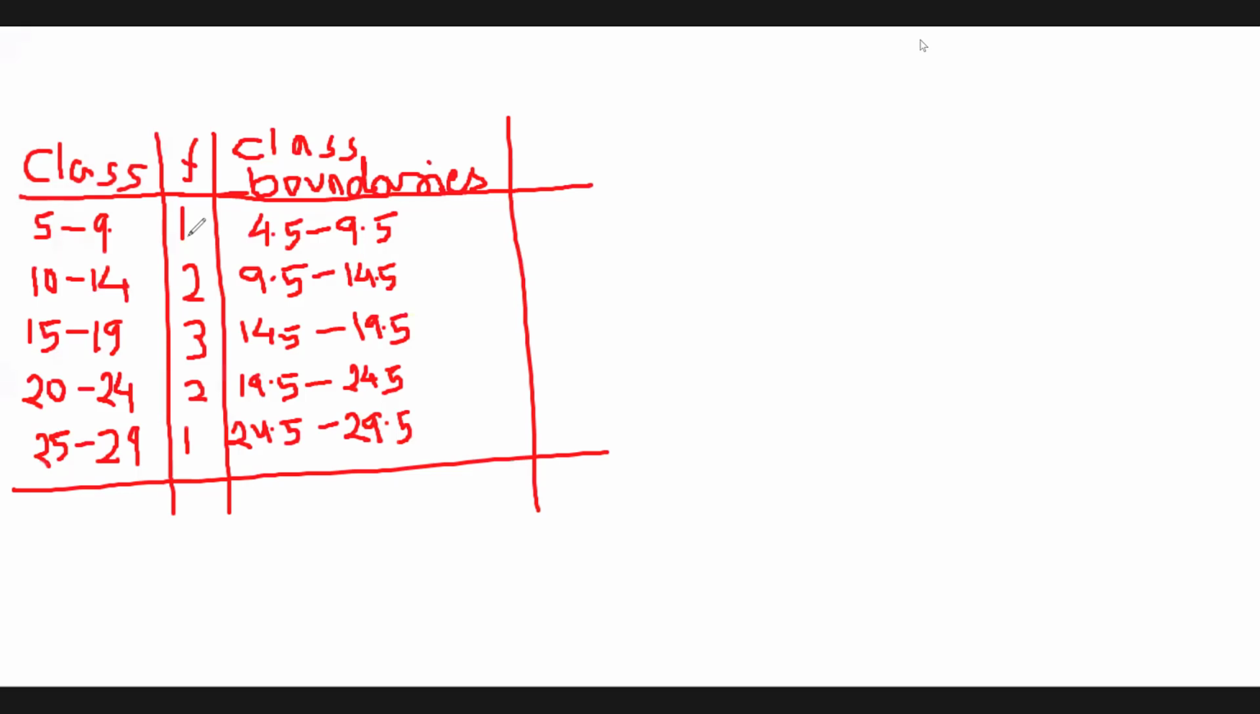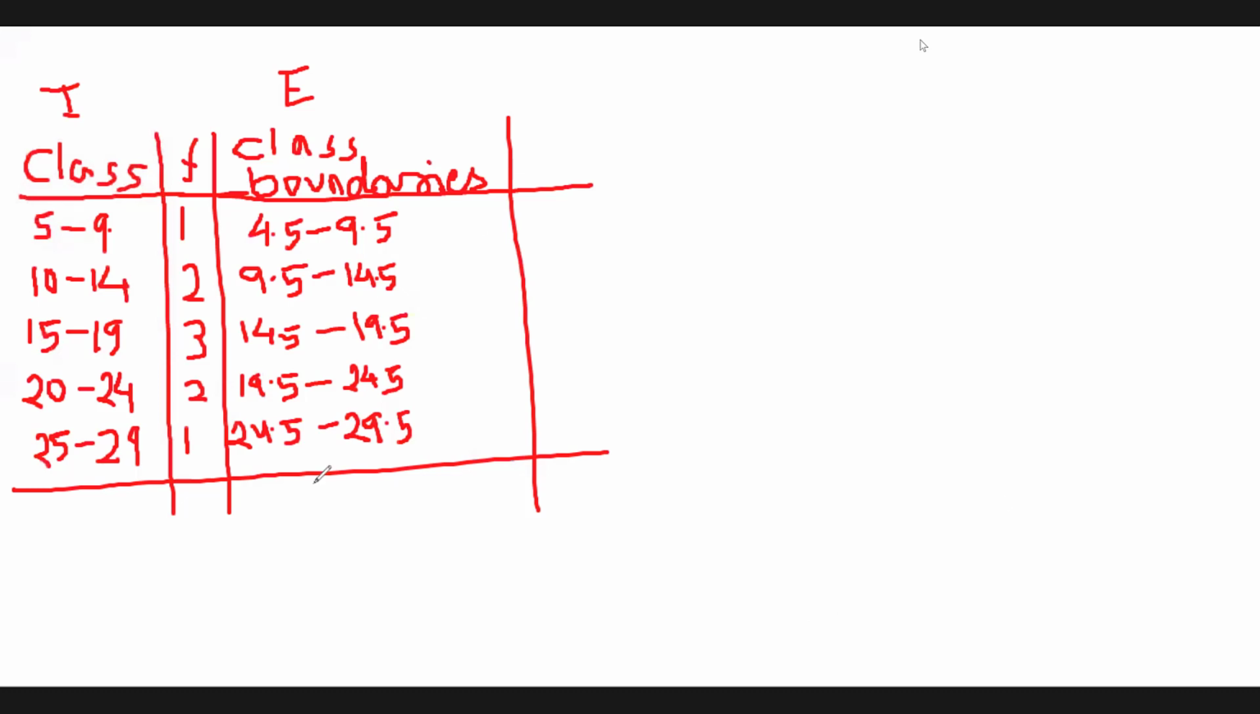Now these class boundaries are exclusive. These all are inclusive type classes. Look here. These all are exclusive type classes: 4.5 to 9.5, 9.5 to 14.5, 14.5 to 19.5, 19.5 to 24.5, 24.5 to 29.5. Now you know how to calculate standard deviation for the exclusive type classes.